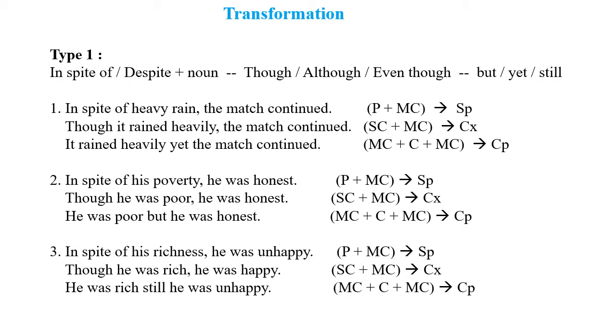In the same way, second sentence: in spite of his poverty, he was honest. Though he was poor, he was honest. He was poor, but he was honest. In spite of his richness, he was unhappy. Though he was rich, he was unhappy. He was rich, still he was unhappy. So you have to be very clear that in this type of sentence, for simple, in spite of or despite plus noun; for complex, though, although, even though; for compound, but, yet, still. These are the keywords.